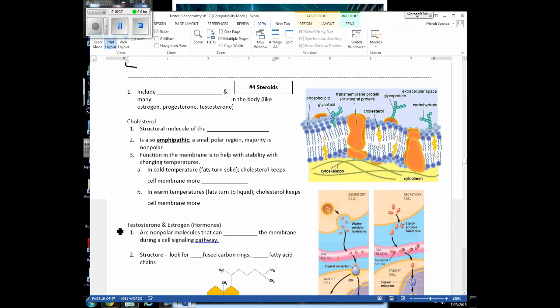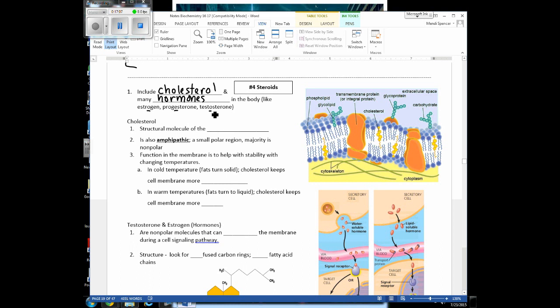The steroids include molecules like cholesterol, and many hormones in the body are considered steroids. So that's why I mentioned that not all steroids are bad molecules. There's many molecules in the body that are classified as steroids that are necessary. So some steroid hormones to recognize are estrogen, progesterone, and testosterone.